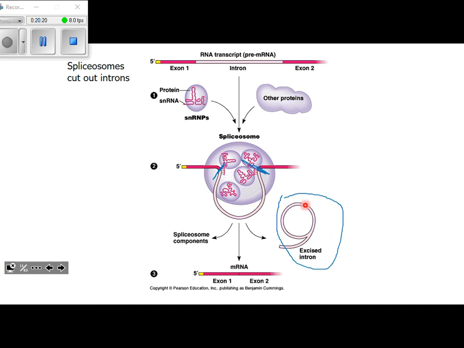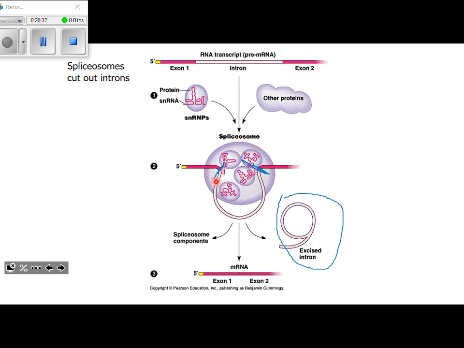Sometimes there actually are functions that these introns will carry out. We won't get into that part of it, but usually they're just degraded and broken down. Now the dark pink is the exon, remember, so we're going to keep that. And here's another exon that we want to keep.